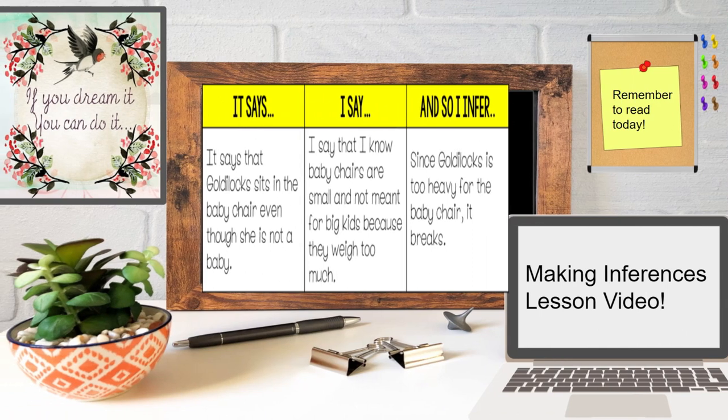If a text says that Goldilocks sits in the baby chair even though she is not a baby, and based on what you know, you think that the baby chair is small and not meant for big kids because they weigh too much, then you can infer that since Goldilocks is too heavy for the baby chair, it breaks.